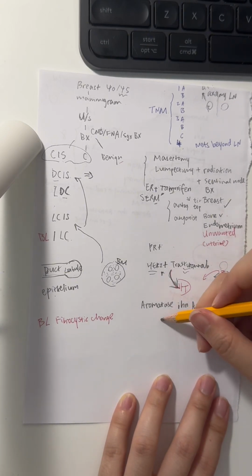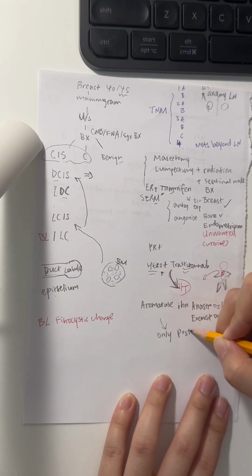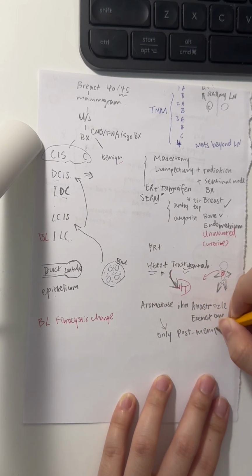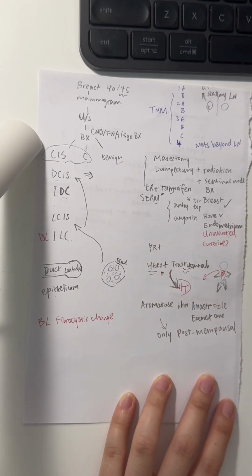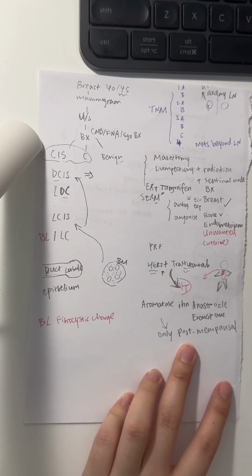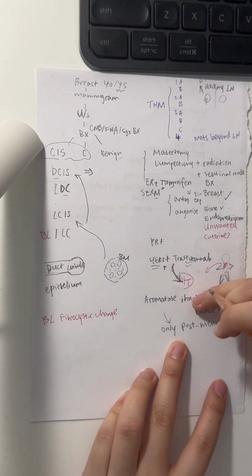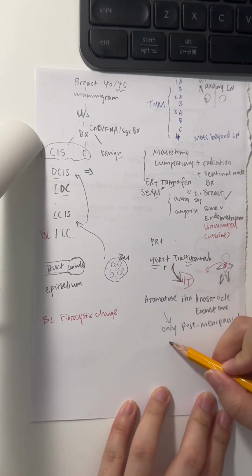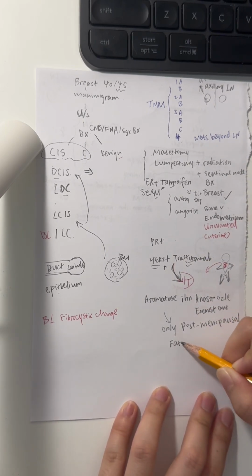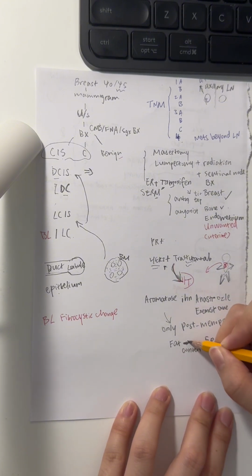And these drugs are only used for postmenopausal patients, I guess because estrogen is too strong in premenopausal women. They just have too much, and it's really hard to block the effect of estrogen with only an aromatase inhibitor. But postmenopausal women get their estrogen from peripheral fat tissue converting to estrogen, right? So it just works better.